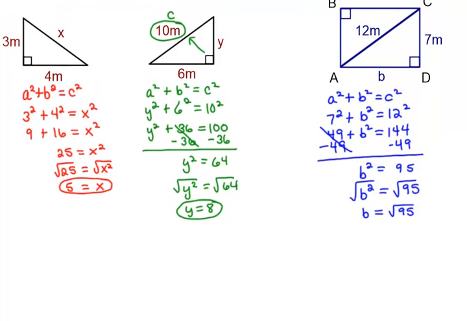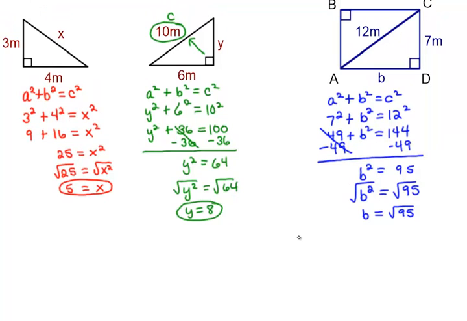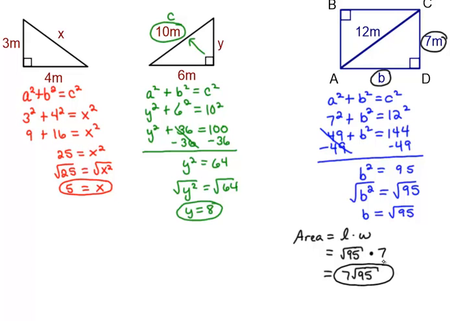Alright. So now I want to find the area because I'm not done yet. Area equals length times width. Well, my length is b, which is the square root of 95, times my width, which is 7. So we can just simply write it as 7 times the square root of 95. You cannot take 7 times 95 because the 95 is underneath the square root sign.